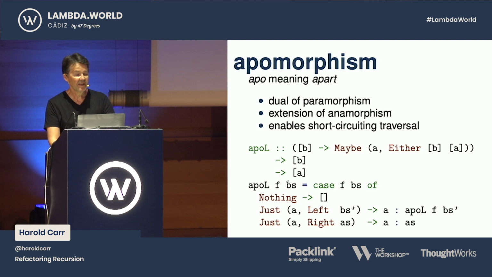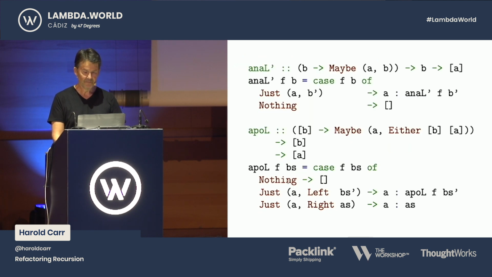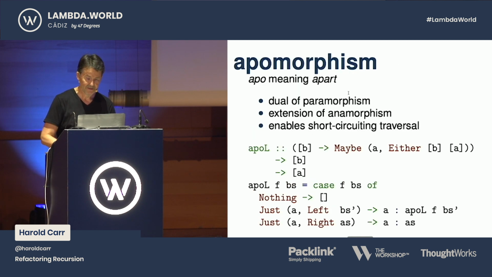The next one is apomorphism, and that is a dual of a paramorphism. It's really just an extension of anamorphism. If you look here, here's the ana definition, and you notice it returns a maybe A and B. In the apomorphism case, it returns a maybe of the A, which is just like this A, but the B is either a left B or a list of A's. And so how that works is, let me go back to this page. This just enables you to short circuit.